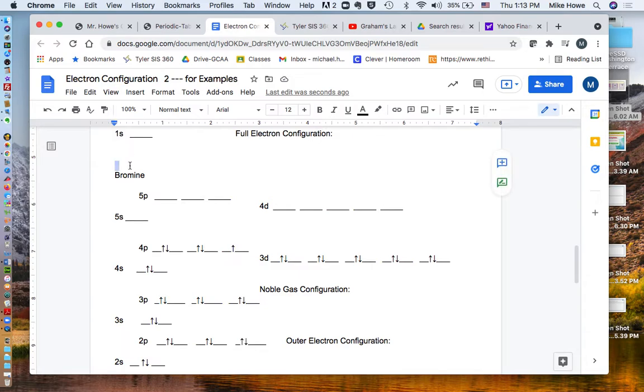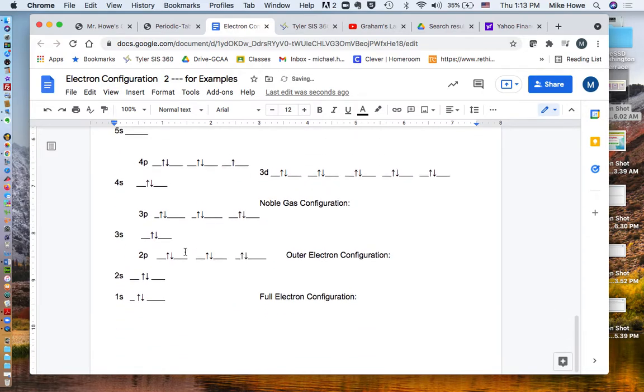Now if we do the full electron configuration, we would write down what's in the 1s. So what's in the 1s? 1s has 2 electrons in it. Then the 2s has 2 electrons, and the 2p has 6 electrons. So you can see that right here they are, 2, 4, 6. Then after the 2p fills in the 3s, so 3s, and it holds 2, and then 3p, and it holds 6.